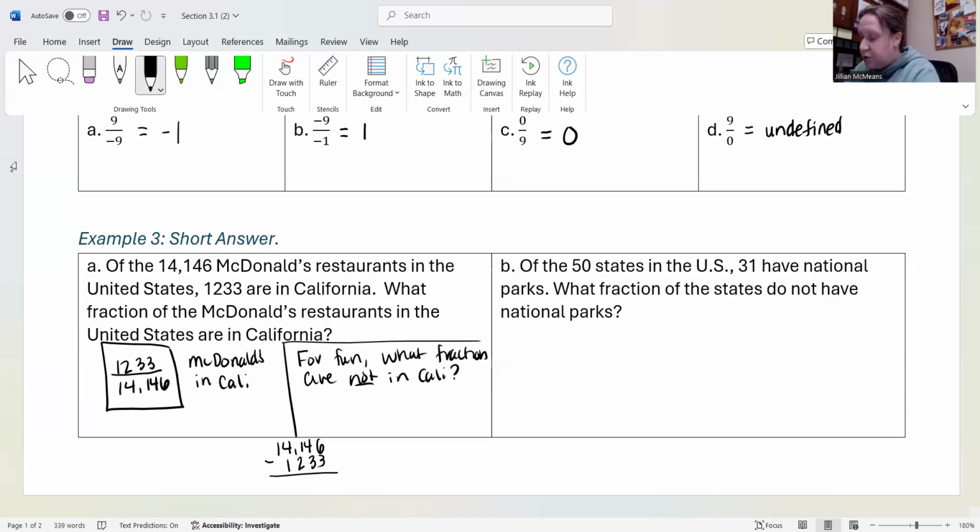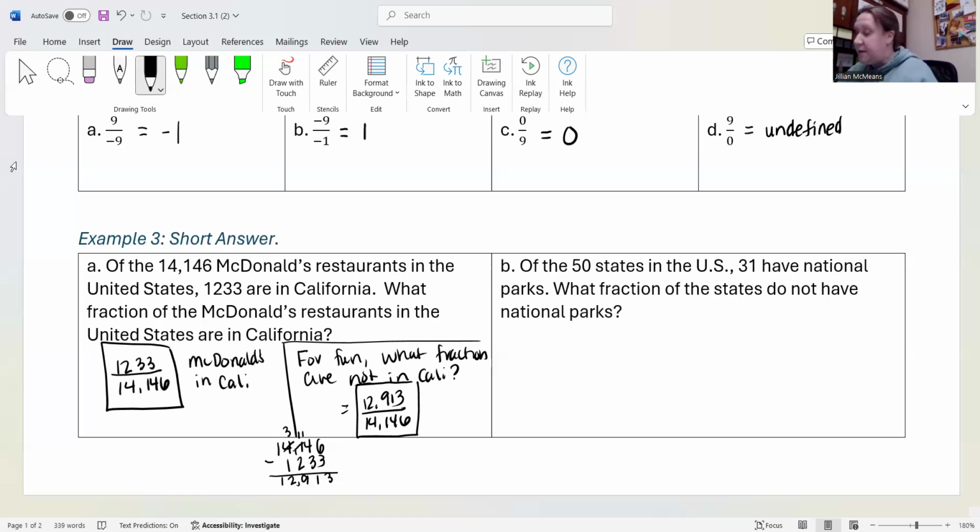So let's see, we're going to do some subtraction. So 6 minus 3 is 3. 4 minus 3 is 1. I can't take 2 from 1. Need to borrow. 4 becomes a 3. 1 becomes 11. 11 minus 2 is 9. 3 minus 1 is 2. Nothing to take away from 1, so I drop it down. So I would say 12,913 out of 14,146. So even though that's a wild looking fraction with some really, really big numbers, that represents the number of McDonald's not in California, in the United States alone.